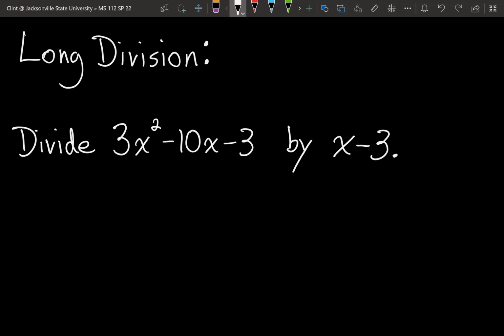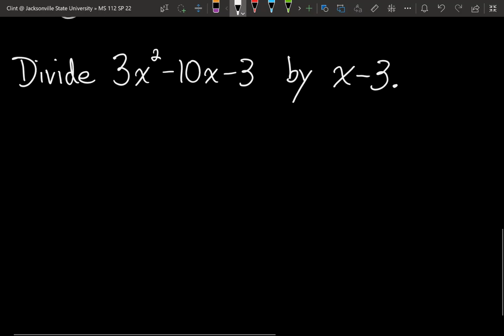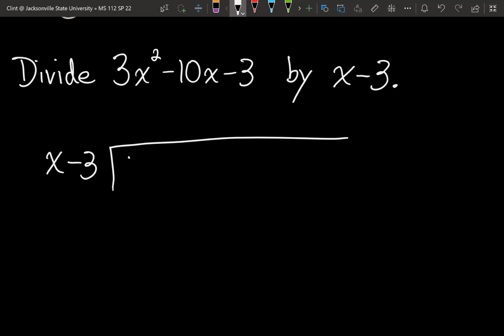If it's written this way, the one we're dividing by is our divisor. That's the one that's going to go outside the symbol in front. And then the thing we're dividing is the part that goes underneath the little house symbol or whatever you want to call it. So setting this up, we would have x minus 3 out front, and our little division symbol, and then 3x squared minus 10x minus 3 underneath.